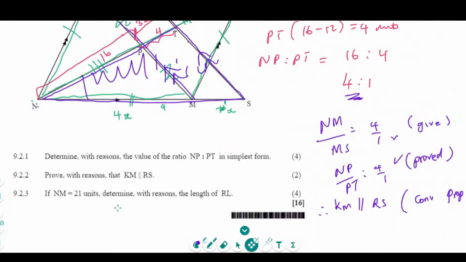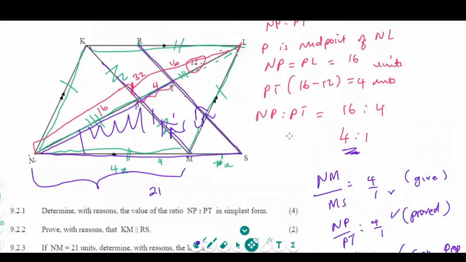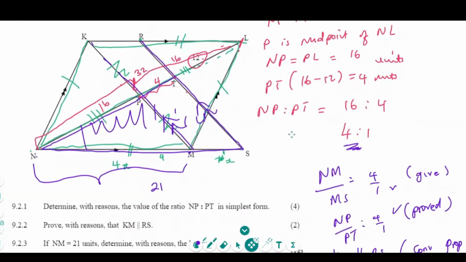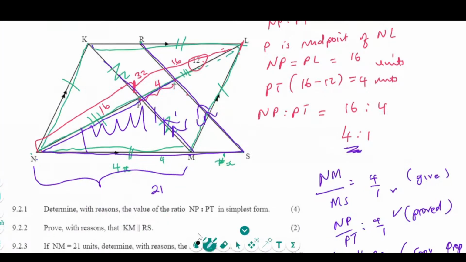Okay, so we now know that they are parallel, and then we are being told that NM is 21 units, which means from the whole of this, that's a 21. We said NM, yes. So if NM is 21 units, then I'm going to compare my triangles. What do they want? They want RL. We need to find RL. Let me use black. They want this distance.